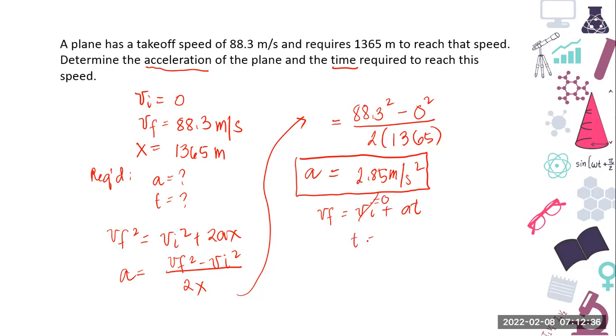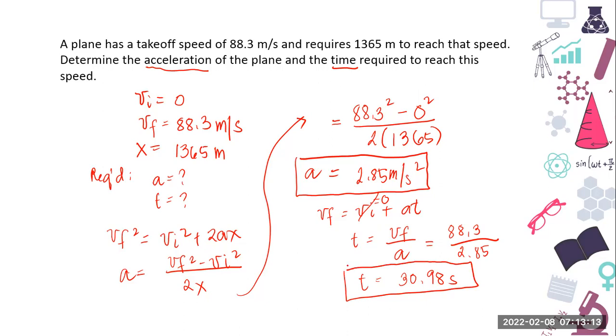Thus, we can get time. Time is just final velocity over the computed acceleration. And this is 88.3 all over, this is, acceleration is from this one. You always assume that what you're getting is correct. Okay, let's get that. That's 2.85. And if we compute this, we get 30.98 seconds. Okay, so these are the two answers for the first problem.